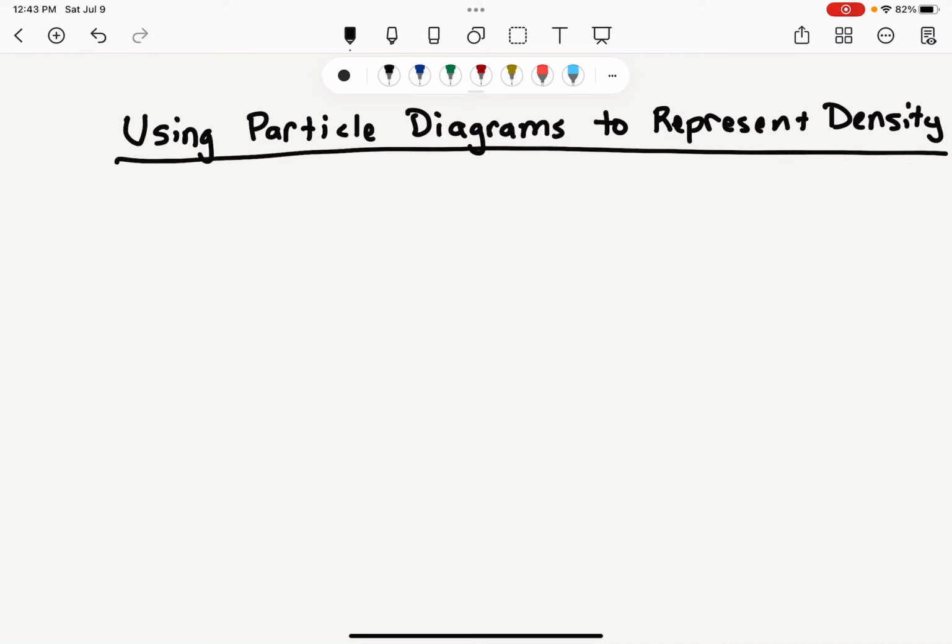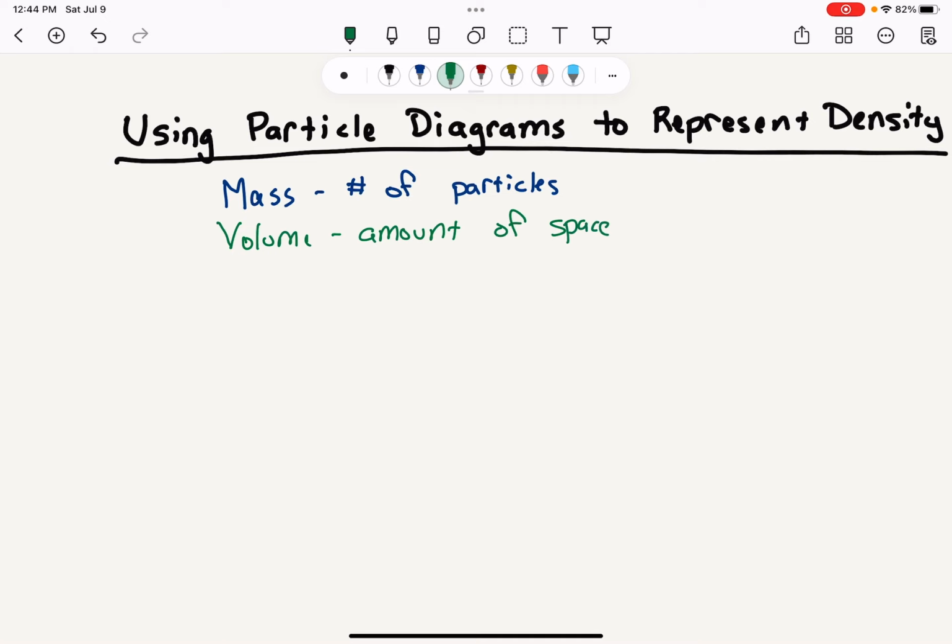So we have learned about mass and volume so far. Mass, we know, is represented on a particle diagram by the number of particles. And as we've discussed in previous topics, this is somewhat limited, but mass in general can represent the number of particles for all intents and purposes. Now, volume, on the other hand, is the amount of space that the particles take up. So if it has a larger volume, that means it's taking up more space.